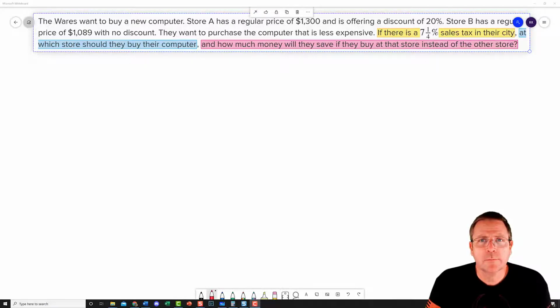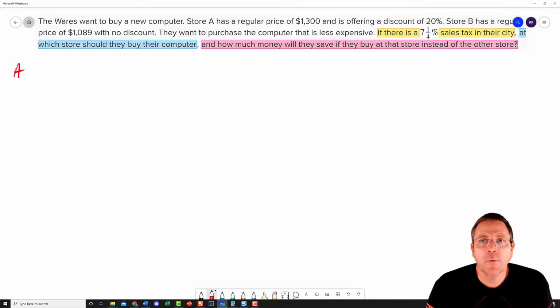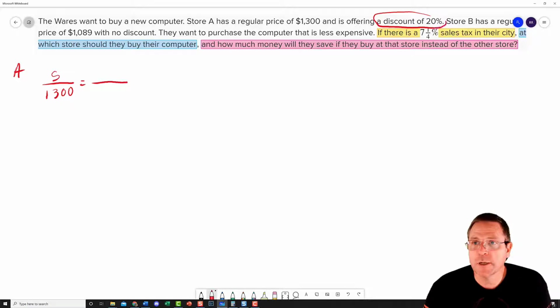So was it store A or was it store B? Who had the better deal? Let's find out. Now, I went ahead and highlighted the 2 questions, one in blue and one in pink, to help me keep focused on what the questions are actually asking for. And now I'm going to start off with store A. And in store A, I want to find out what the regular price or the sale price of the computer is going to be. So I'm going to set up my proportion. Sale price over $1,300 is equal to, the discount is going to be 20%, and if you're saving 20%, how much are you paying? 80% over 100.